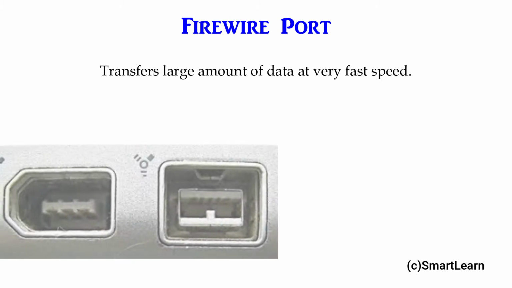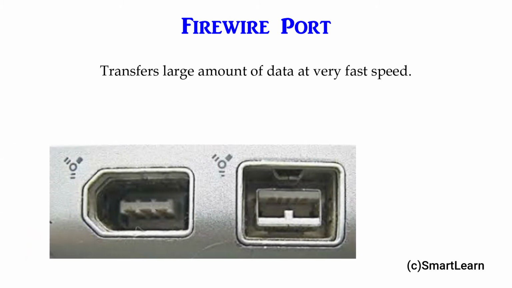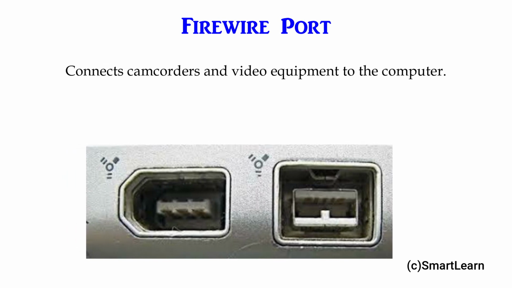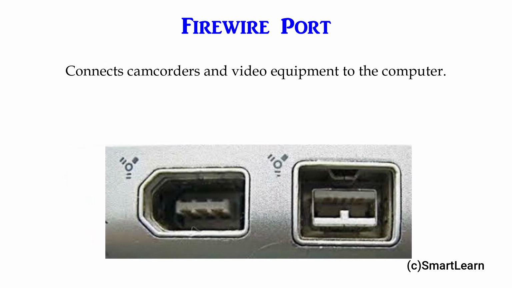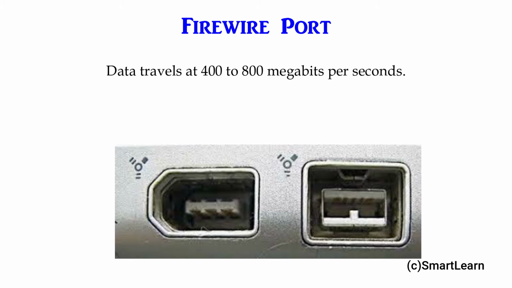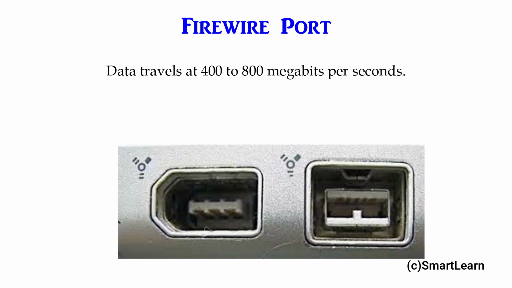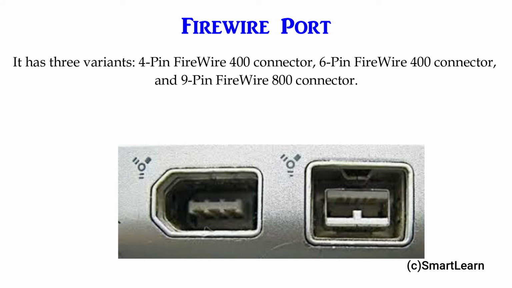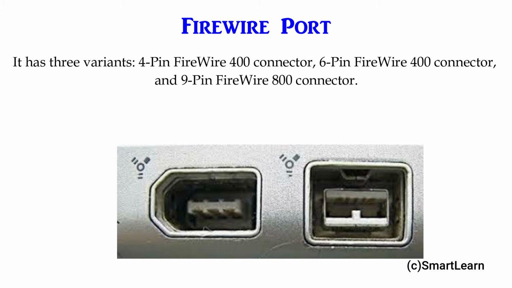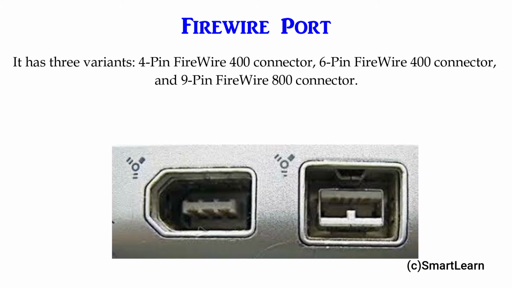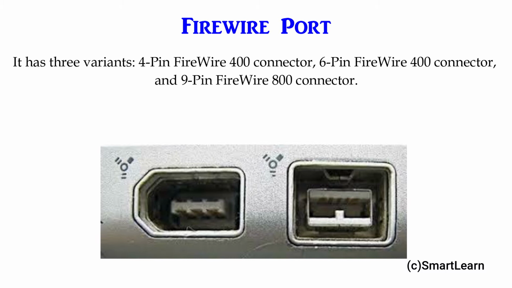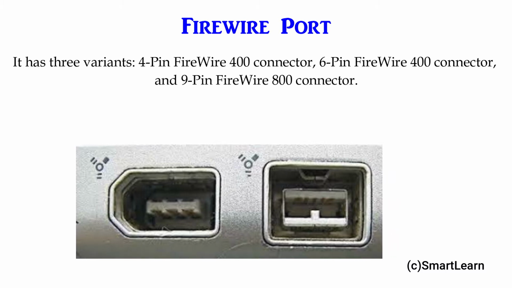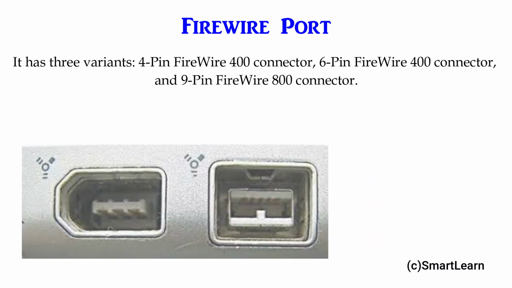Firewire port. Firewire port transfers large amounts of data at very fast speed. It connects camcorders and video equipment to the computer. Data travels at 400 to 800 megabits per second. It was invented by Apple. It has three variants: 4-pin Firewire 400 connector, 6-pin Firewire 400 connector, and 9-pin Firewire 800 connector.